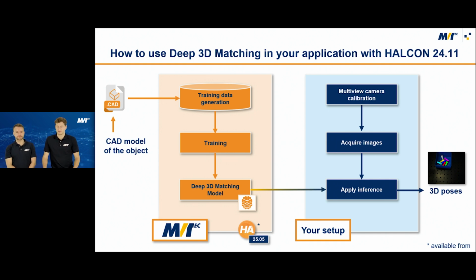In your setup, you only need to take care of the multi-view camera calibration and the image acquisition. The calibration is only needed when using the setup for the first time or when the setup is changed. And once you perform the calibration and acquire the images of the scene, you can apply the deep 3D matching model trained by MVTec and obtain 3D poses of the objects.